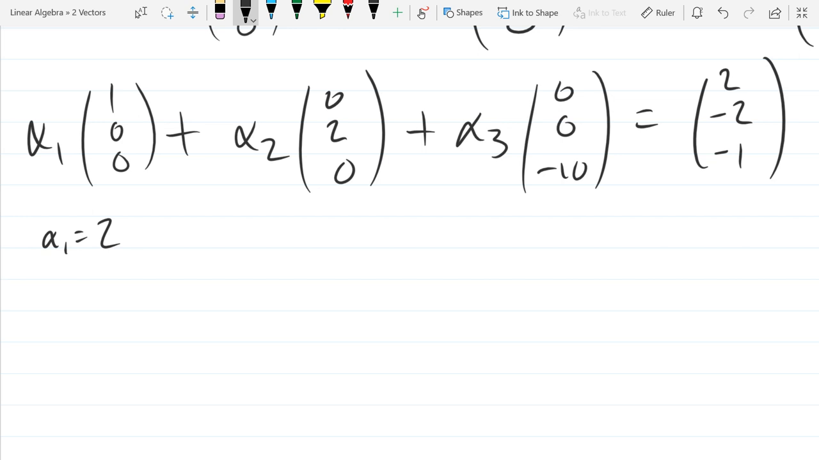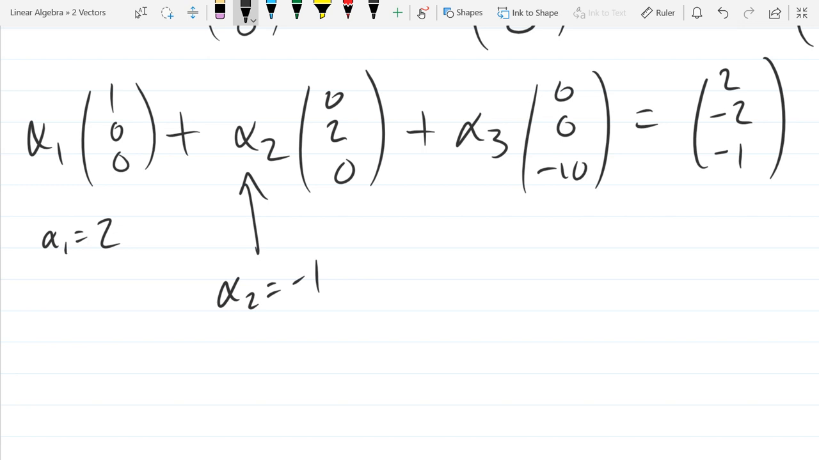What about alpha 2? There's something really similar happening. I can't get any of the second coordinate from the v1 or v3. So it all comes from this v2 and alpha 2. So what does alpha 2 have to equal? Alpha 2 has to be -1. So we have a 2 there, and so I need to multiply it by -1 to get our -2 on the right. So alpha 2 is -1. Any questions on that idea?